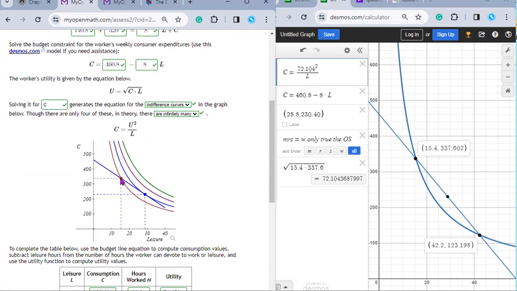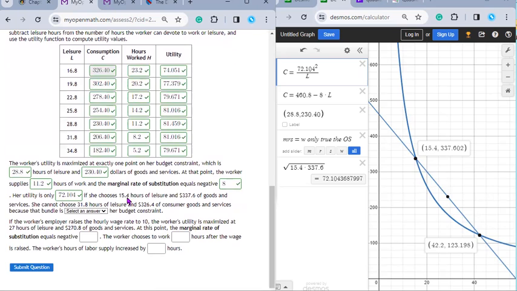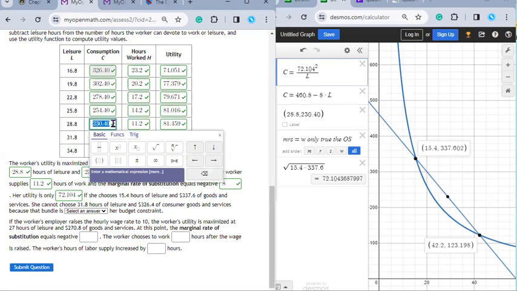It ends up being on our budget line. So that point is affordable, right? We're spending exactly this amount of money, right?